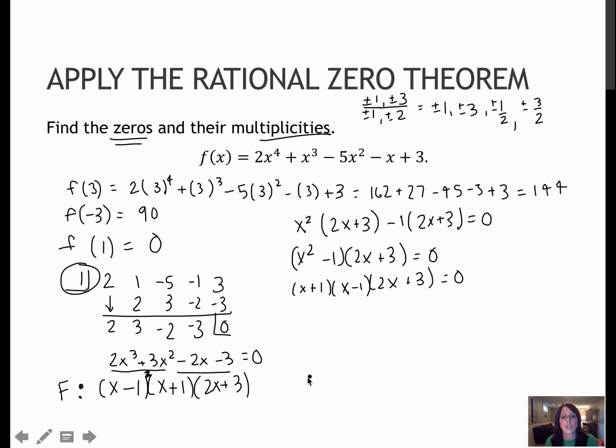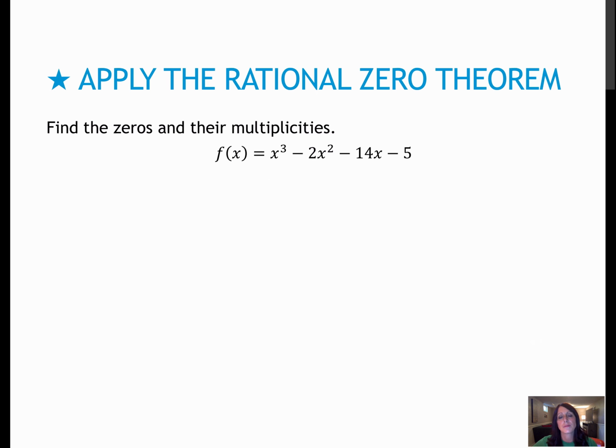Those are my factors. My zeros are setting x minus 1 equal to 0, which means positive 1, but that has a multiplicity of 2 because this was a squared. X plus 1, which gives me negative 1, and then 2x plus 3 equal to 0 gives me negative 3 halves. So those are my zeros. Here's my factors, here's my zeros. Go ahead and try this one on your own, and then press play to check your work.